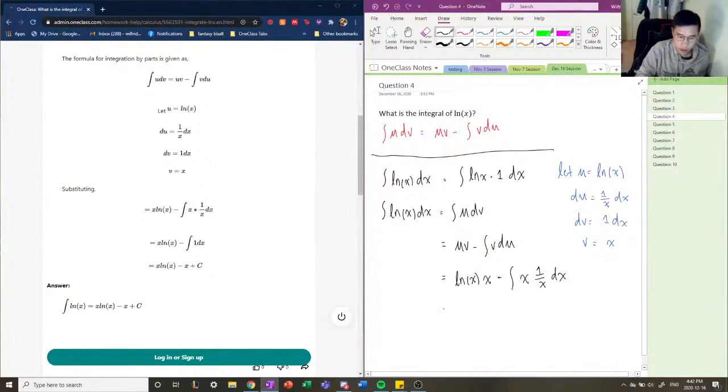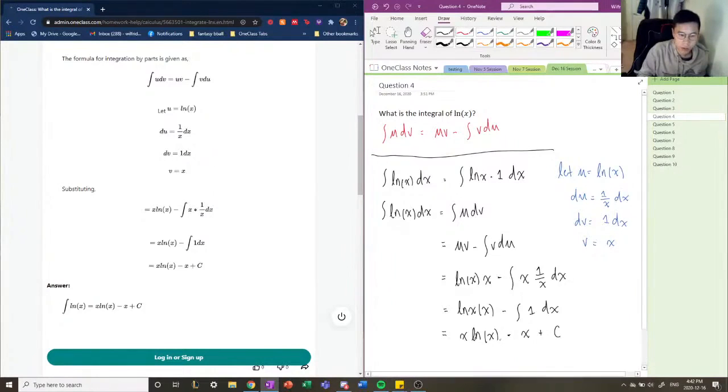So the integral here is just going to be ln x times x minus the integral of 1 dx. If we were to calculate this all together, we would get x ln x minus x. And you cannot forget to write a constant here, because if you're calculating indefinite integrals, you have to assume that there might be a constant when you're calculating the antiderivative.